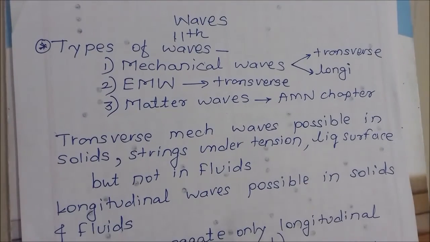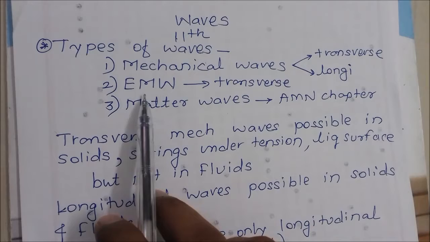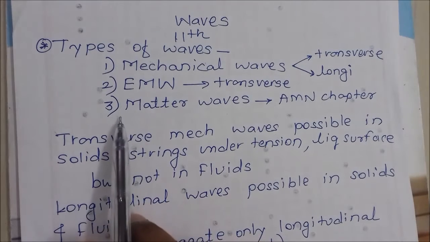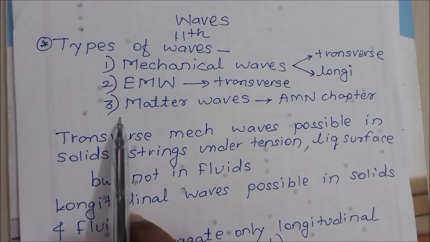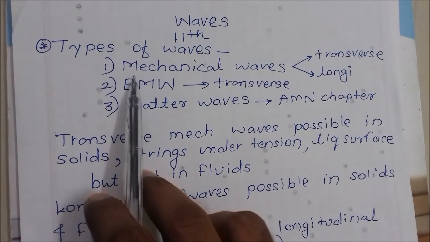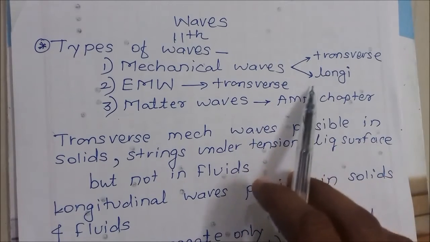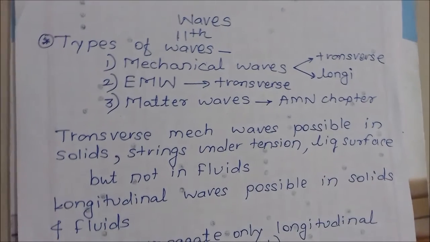Waves. Types of waves: mechanical waves, electromagnetic waves, and matter waves. Mechanical waves are of two types. First one is transverse and second one is longitudinal.